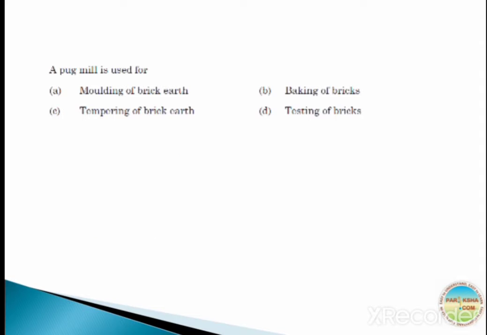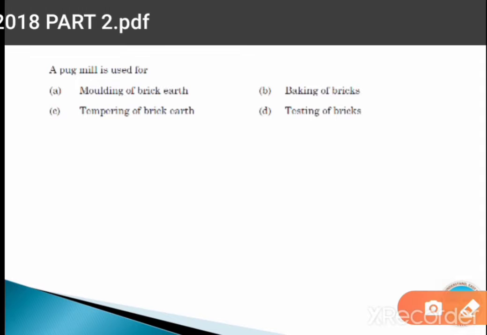The first question in this video is: a pug mill is used for molding of brick earth, baking of bricks, tempering of brick earth, testing of bricks. The correct answer for this question is tempering of brick earth. The explanation is: after completion of the weathering process, the soil is blended with other material to prepare good brick earth. Then the mixed soil is tempered. This tempering procedure is usually done in a pug mill.